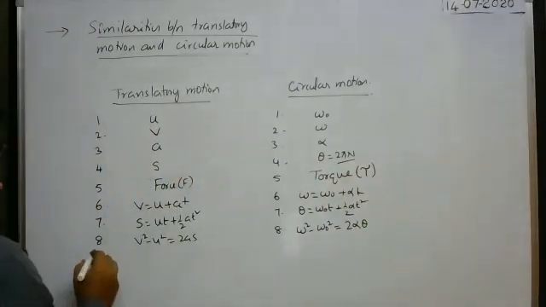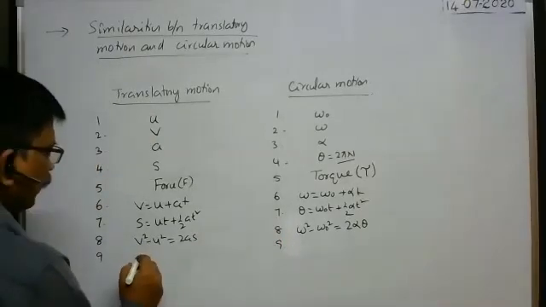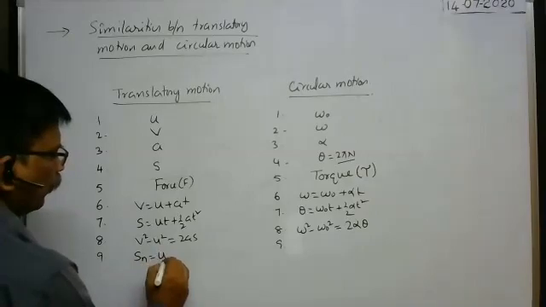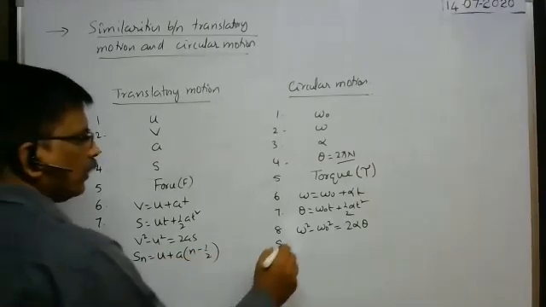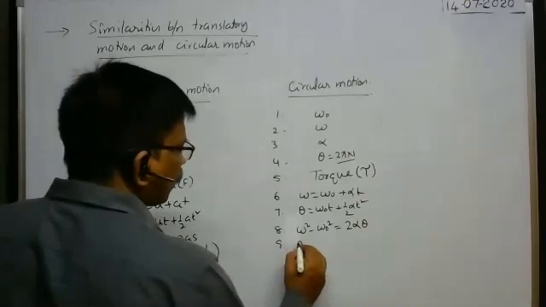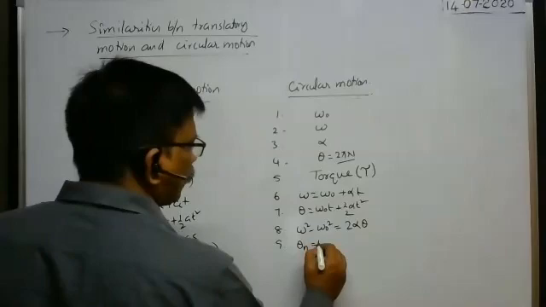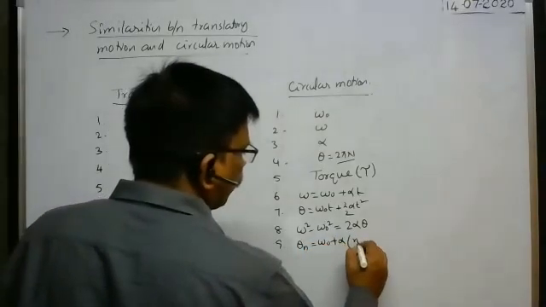Similarly, ninth one. Displacement of a body in nth second is equal to u plus a into n minus half. Similarly, the angular displacement of a body in nth second is equal to omega naught plus alpha, of course, into n minus half.